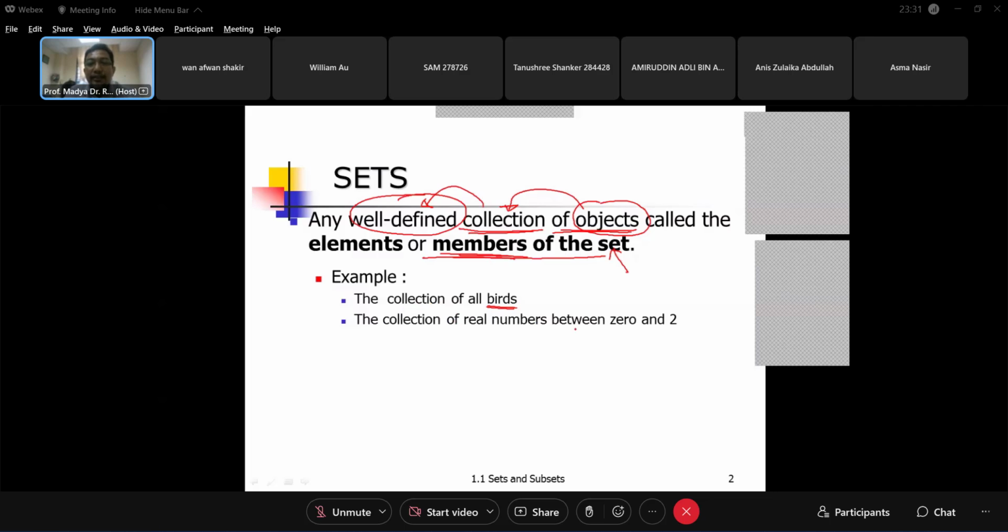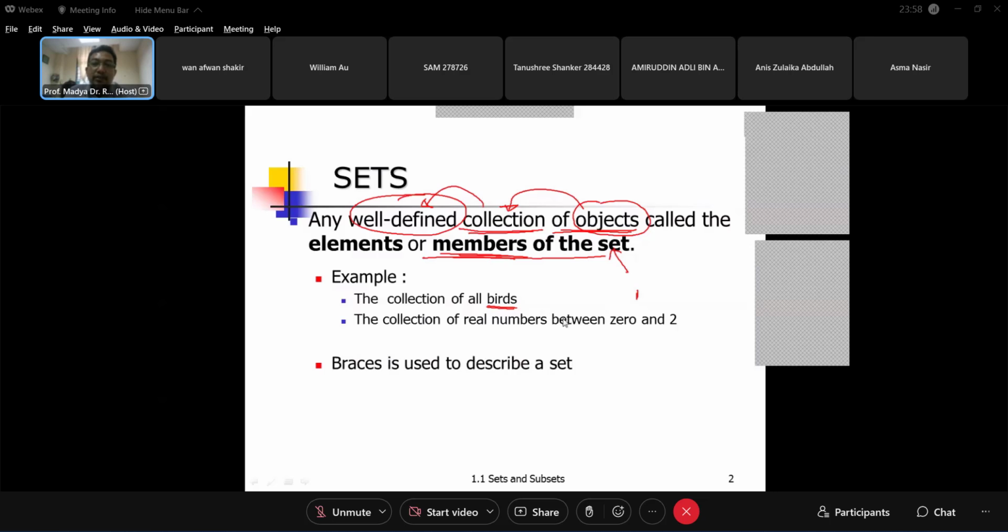Another example is real numbers between 0 and 2. So we know a real number between 0 and 2 is 1, so we can justify. Anything that we can justify, in other words, we can well define, we call a member of the set. So a well-defined collection of objects is actually the members of the set.